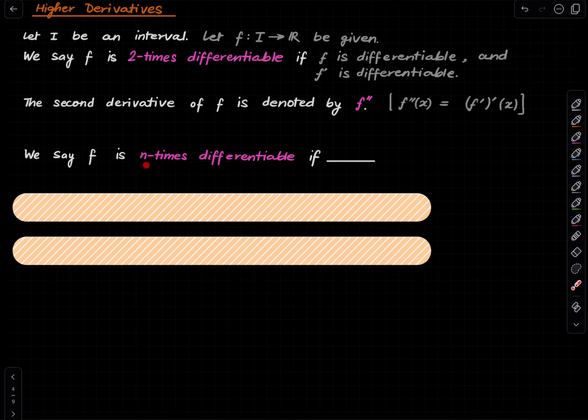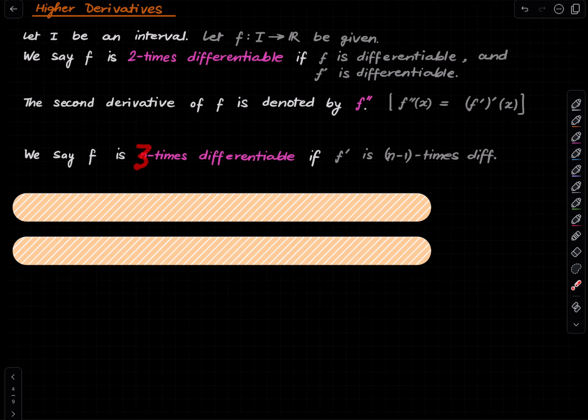Similarly, we say f is n times differentiable, where n is any positive integer, if f prime, meaning the derivative of f, so first f is differentiable, and f prime is n minus 1 times differentiable. So f is n times differentiable if, first of all, it is differentiable, which I haven't written, but it's implicitly there, and its derivative is n minus 1 times differentiable. So the definition is inductive.